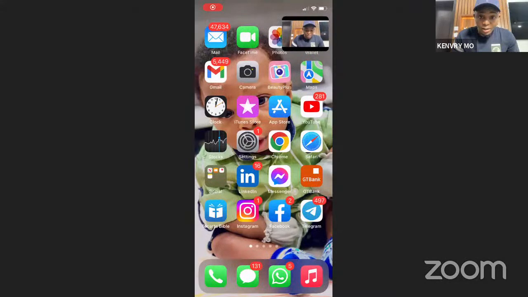So the first thing, I'm just going to use my phone right now. Okay, so if you don't have an MT4 account, this is how you go about it. The first thing is that you have to set up a broker. All right, you go on your Play Store, download the MT4 app.